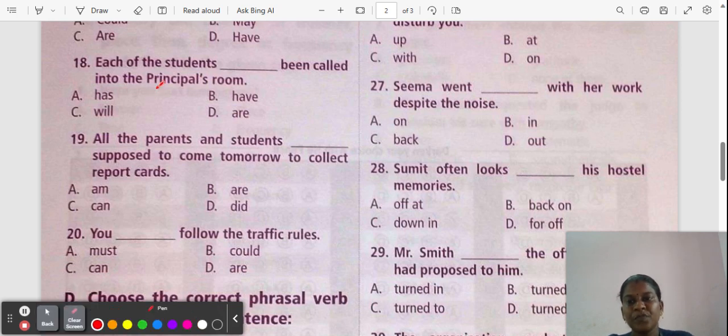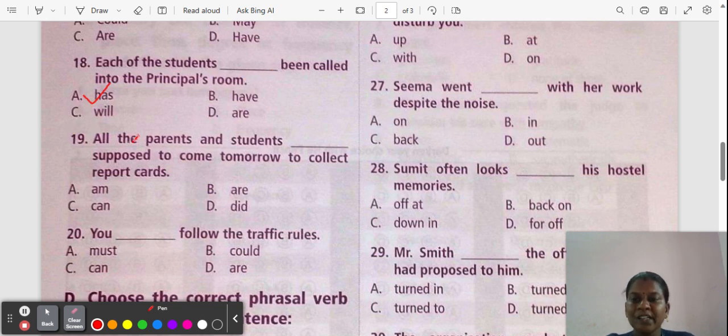Question number 18. Each of the students dash been called into the principal's room. Here they have to give third person singular objects. So he, she, it is the third person singular. Each of the students, so each and every student has to be called into the principal's room. Option A has, option B have, option C will, option D are. The correct answer is has. Every student, it is singular, third person singular. So option A has is the correct answer. Each of the students has been called into the principal's room.